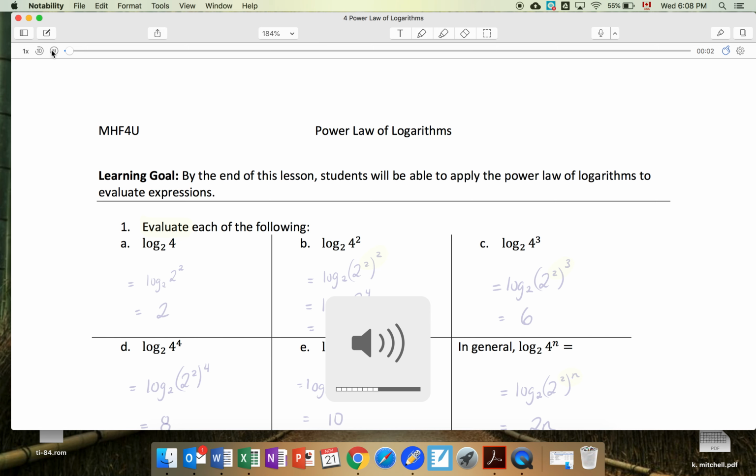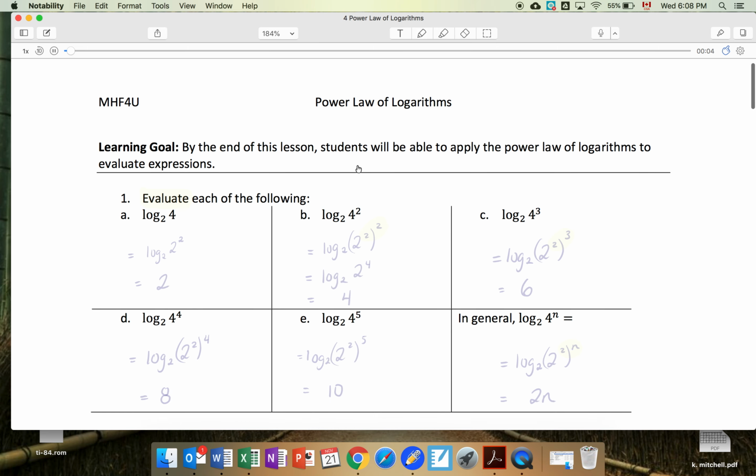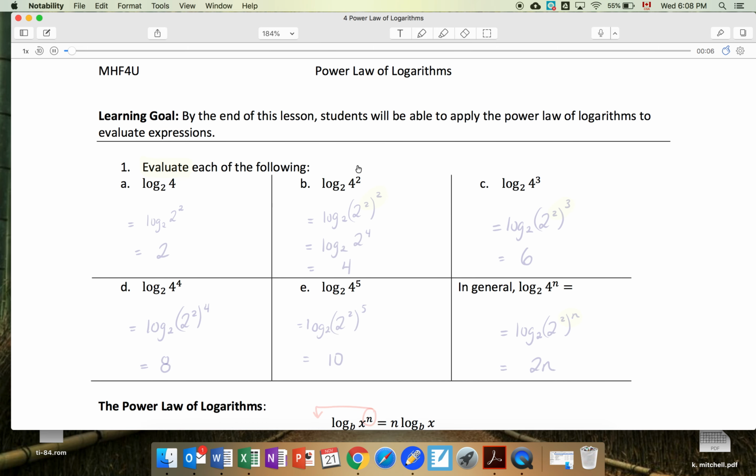All right, today we're going to be learning about the power law that applies to logarithms. So we're going to start off with a couple examples that are pretty straightforward, and we're going to evaluate them. So remember, evaluate means that we're going to figure out what does this expression equal to? What numerical value does it equal to?